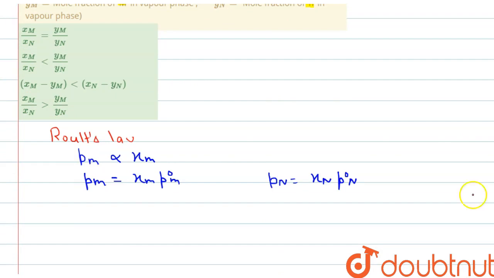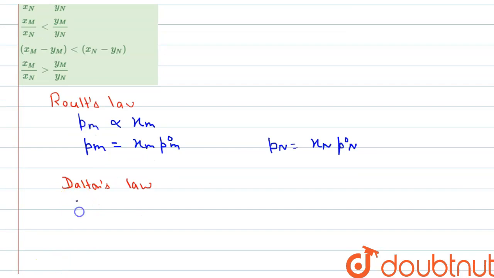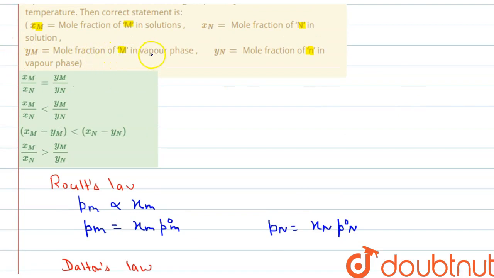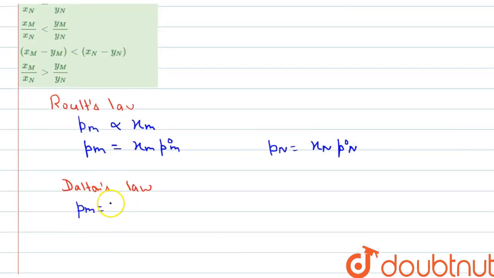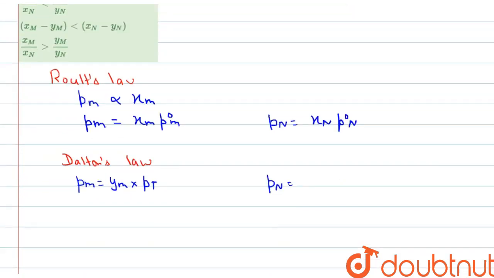Now there is another law, which is known as Dalton's law. Dalton's law says that the partial pressure of M will be equal to Ym, the mole fraction of M in vapor phase, multiplied by the total pressure, right? Similarly, the partial pressure of N will be equal to Yn, the mole fraction of N in vapor phase, multiplied by P, the total pressure.